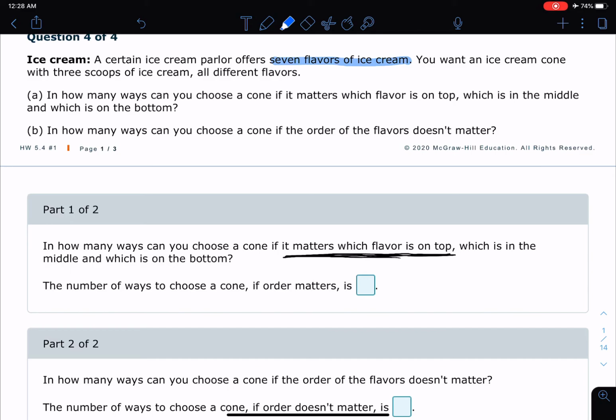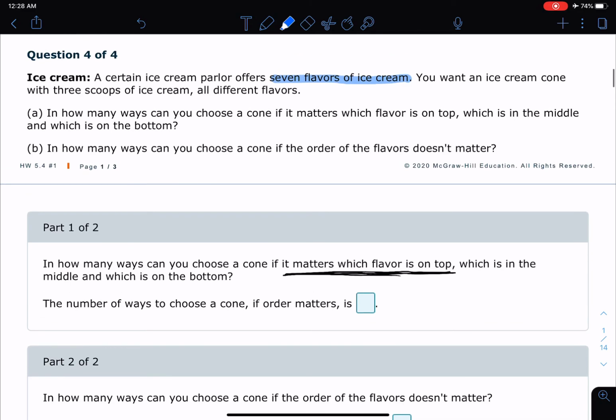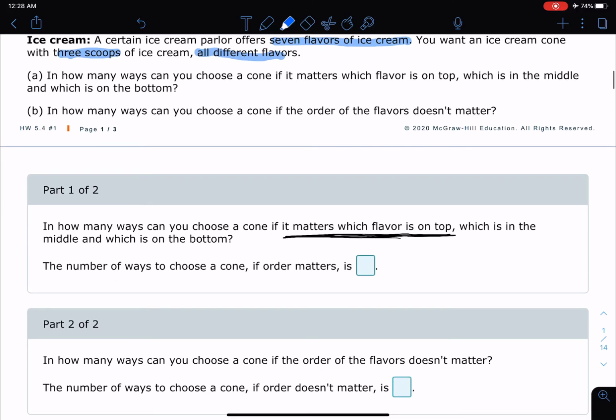How many ways can you choose a cone? Let's see. There are seven flavors to pick from. You want an ice cream cone that has 3 scoops, all different flavors. And you've got the pickiest kid in the world. It matters which flavor is on top, in the middle, and on the bottom.